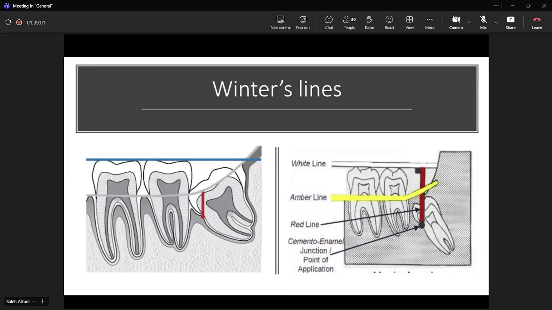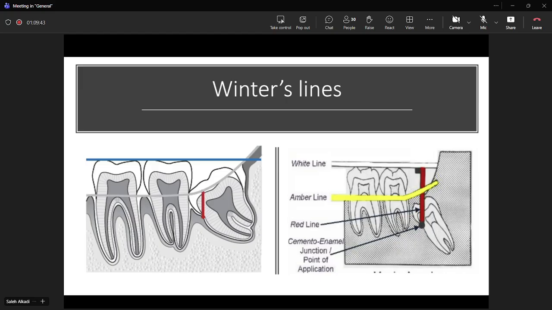We have here Winter's lines, also mentioned in the literature when you assess lower third molar for impaction, and it consists of 3 lines. The white line is used to determine the difficulty of the extraction of the third molar. It is a line drawn along the occlusal surface of the adjacent teeth, passing through the area of the impacted tooth, as you can see, till the anterior border of the ramus. Then we have the amber line, which is from the anterior border of the ramus along the cemento-enamel junction of the adjacent teeth, which are the lower second and lower first molar.